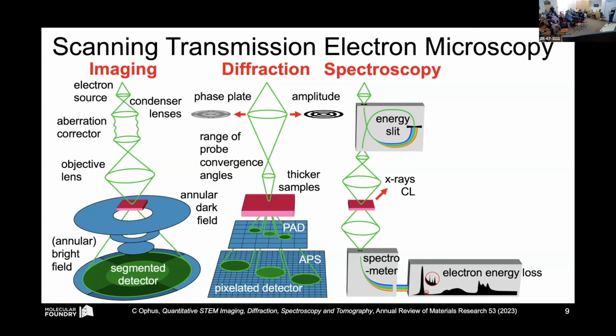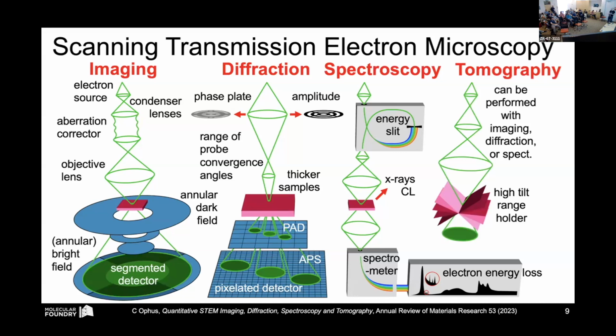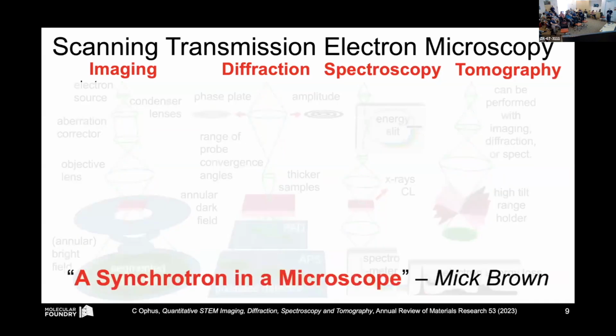It can essentially fan out the electrons based on how much energy they lose. And we can measure everything from what I zoomed in there, the sort of phonon spectra, all the way up to band gap measurements, surface plasmons, bulk plasmons, or even edges for ionization events there. And then finally, all of these methods can be combined with tilting the specimen to do three-dimensional measurements here. So this is why we call it a synchrotron in a microscope. It doesn't do everything the ALS does, but quite a bit of it, and all in a single machine.